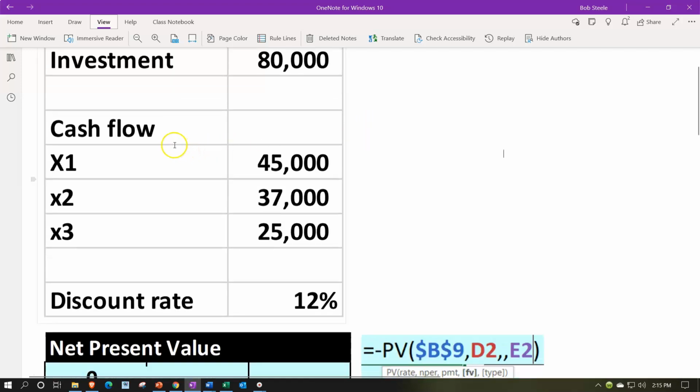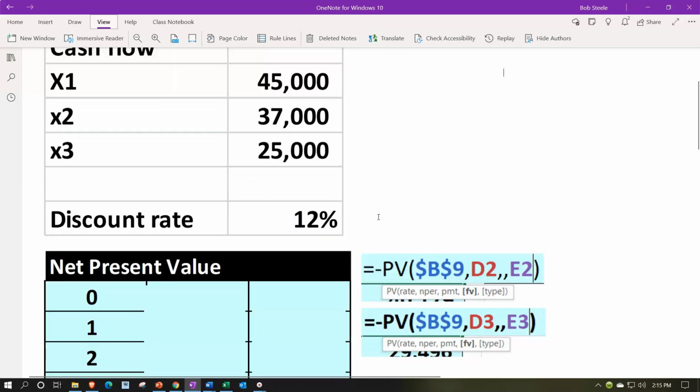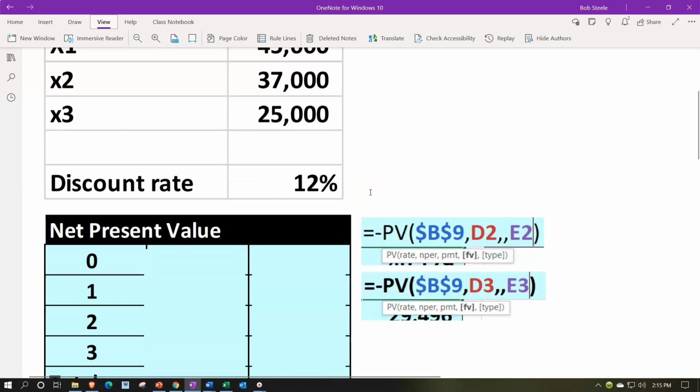So we have the cash flows down below. We're going to assume that putting down the $80,000 is going to get us $45,000 in year one, $37,000 in year two, $25,000 in year three. These are our estimated cash flows in the future. The discount rate, which could also be called the hurdle rate, you might see it called the required rate of return, the cost of capital, that's going to be the 12%.